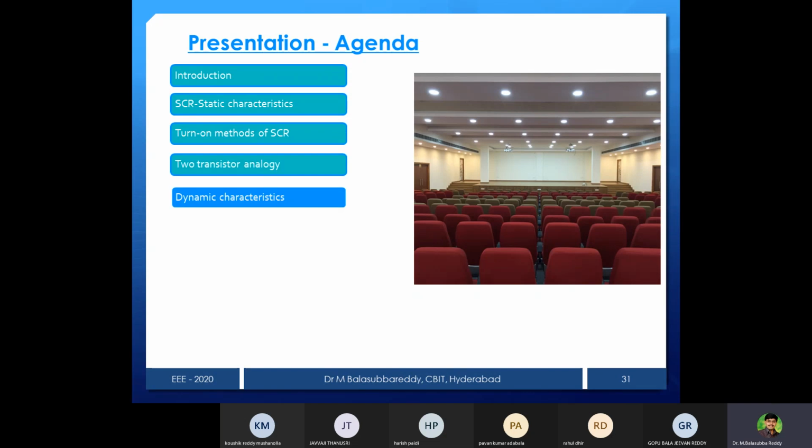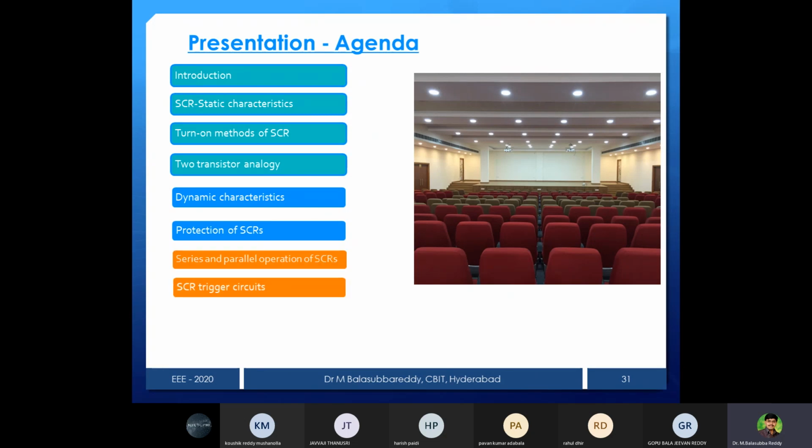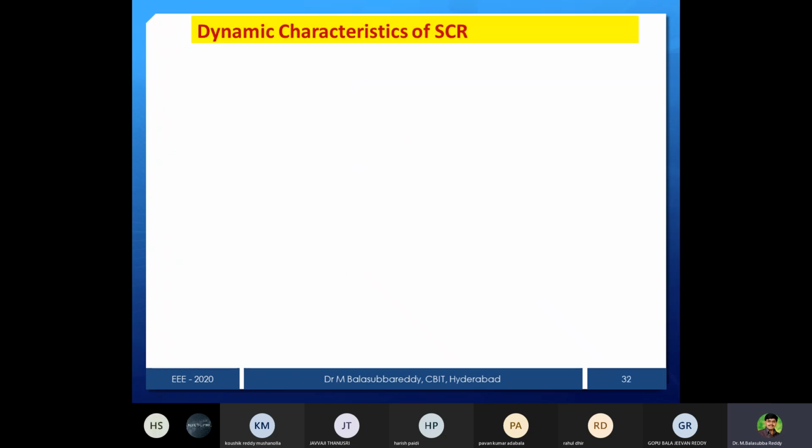We'll see today dynamic characteristics and protection of SCRs. We'll see whether we complete the protection totally or whether some of the protection schemes we will see in the next class. These are the two topics we are going to explain: one is dynamic characteristics, another one is protection of SCR. And the rest of the points, that is series parallel operation, triggering circuits, and commutation circuits, in the further classes.